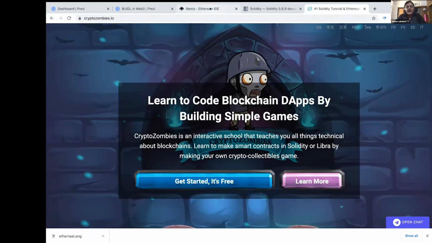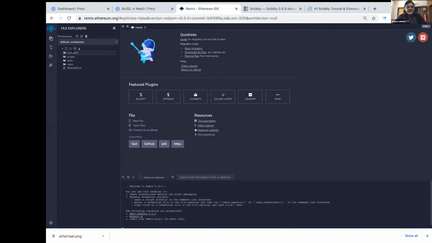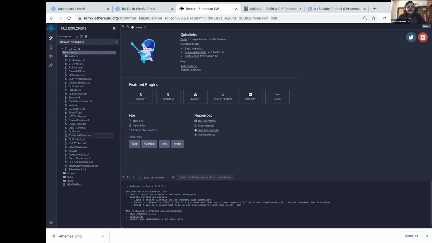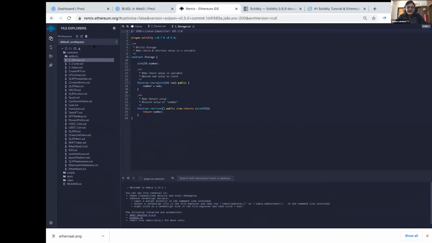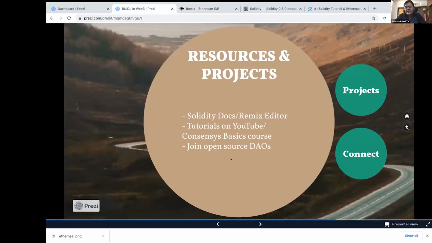And then you have your editor. This is the Remix editor, where you can learn to write your own contracts. By default, it gives you three contracts: storage, owner, and ballot, which you can go through and understand how they're written. So, from a developer perspective, these are quite useful.